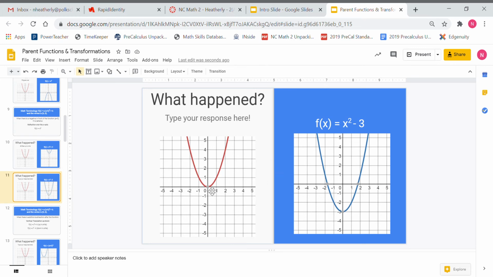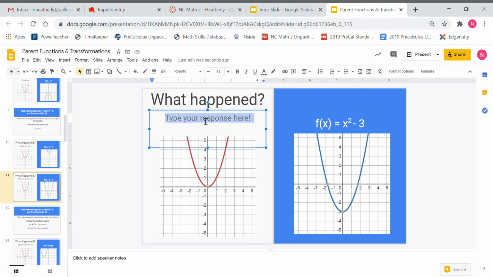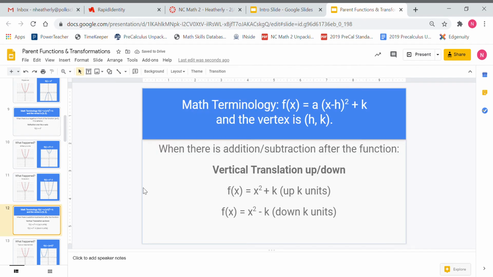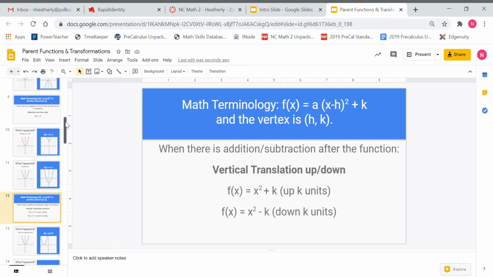And so the same thing here, red to blue, we see that the red function, if we compare the vertex, moves down. And so if you've got a plus or minus outside of your function, if you've got the x squared piece that comes first and there's no parentheses, but you've got a plus or minus k, you've got a vertical translation, either up if it's plus or down if it's negative.